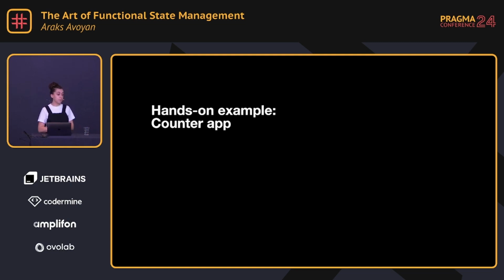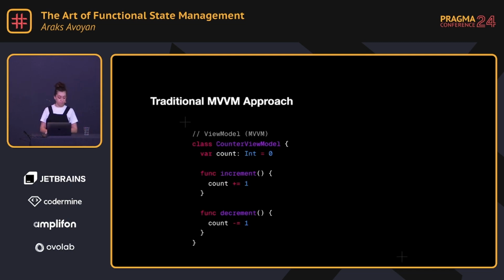We'll build a simple counter app and compare how we manage state traditionally. In this case, we'll use MVVM and then Combine. In the traditional MVVM approach, we typically have a view model responsible for managing the app state and exposing observable properties for the view to bind to. We might also have separate methods for incrementing and decrementing the counter.